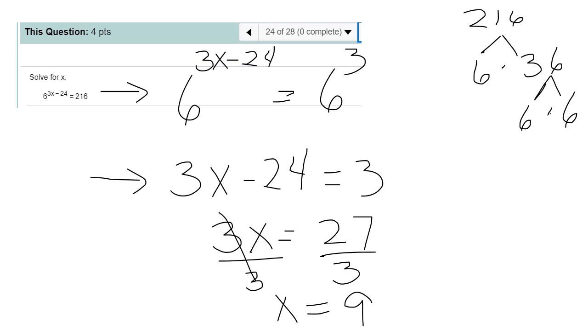When I look at the problem that way, then I know from my solving in section 4.4 that I can cancel those 6 bases and just leave 3x minus 24 equals 3. That's a simple equation at this stage, so I would add 24 to both sides, divide by 3, and the solution is 9.